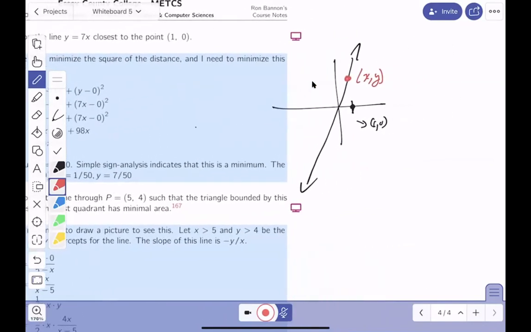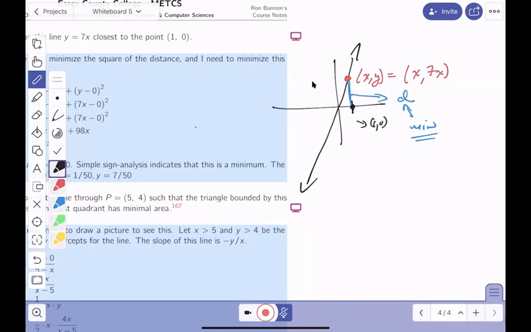All right, let me keep going. And I'm going to keep going on to say this is x. And what's y? It's really 7x. And what am I trying to do? I'm trying to minimize the distance because I said closest, right? This is the distance. I'm trying to minimize this.